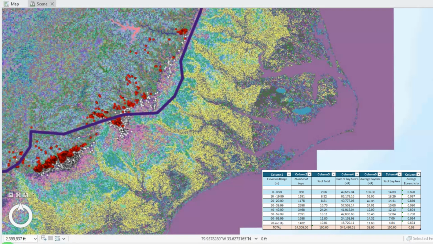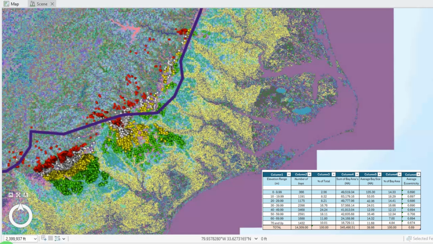The white bays are bays located 60 to 69.99 meters above sea level. There's 1,688 of those, and that's about 11.8% of all the bays in North Carolina. The yellow markers are all the bays located 50 to 59.99 meters above sea level, and there are 2,591 of those, and that's about 18.11% of all the bays.